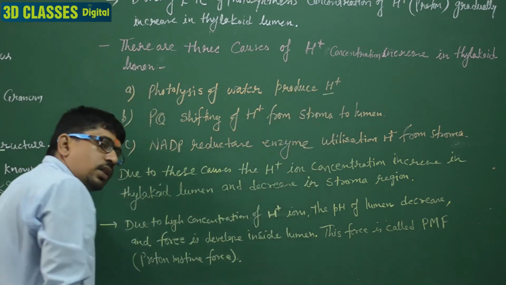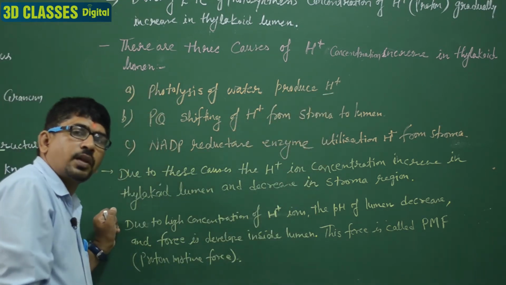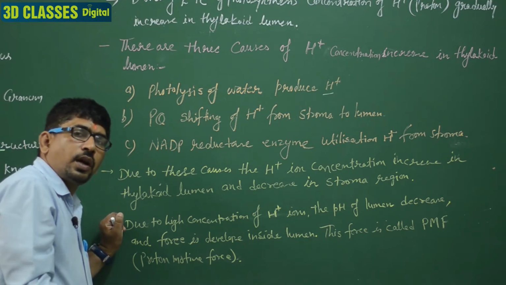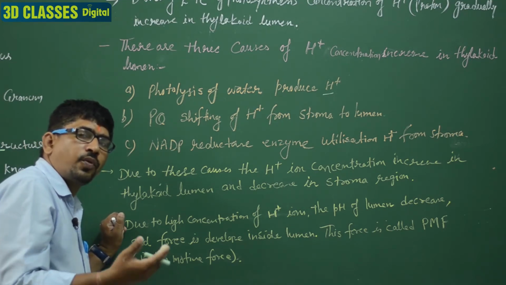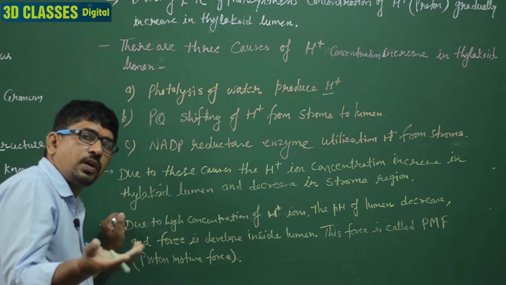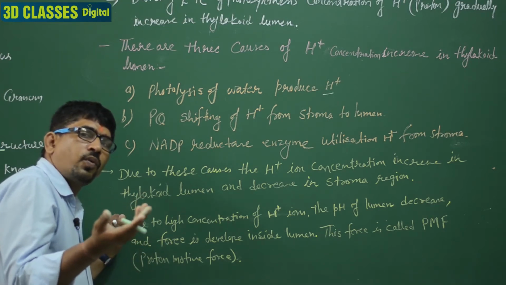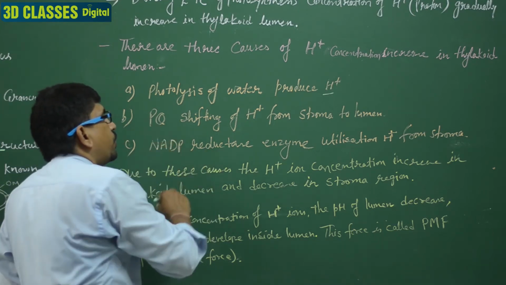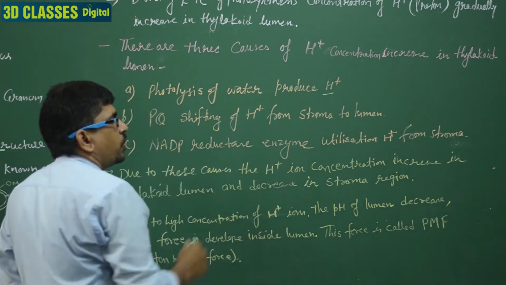We can say in the Z scheme, H2O is the electron and proton donor, because H2O breaks down in photolysis and makes 4 H plus and 4 electrons. These protons move inside the thylakoid membrane first. Second, PQ shifts the H plus from the stroma to the lumen.